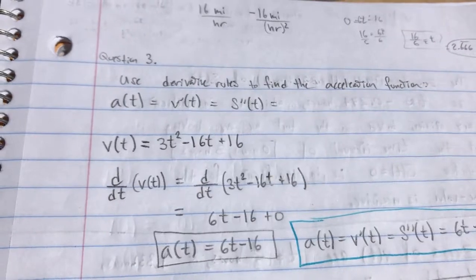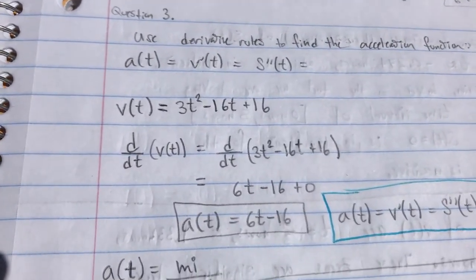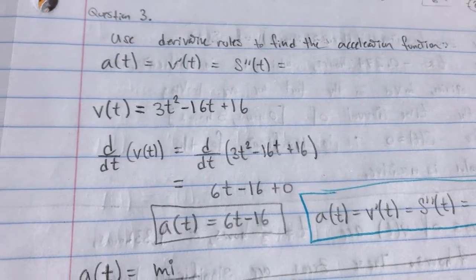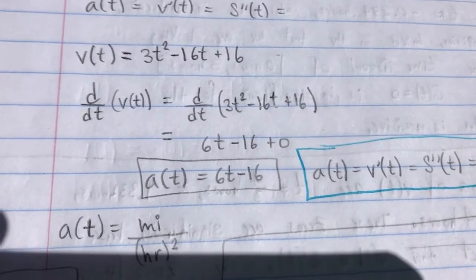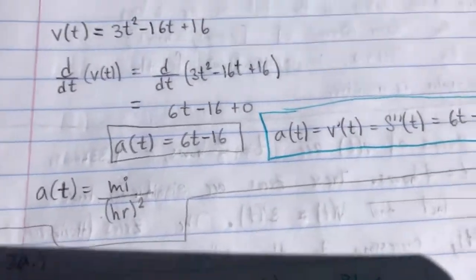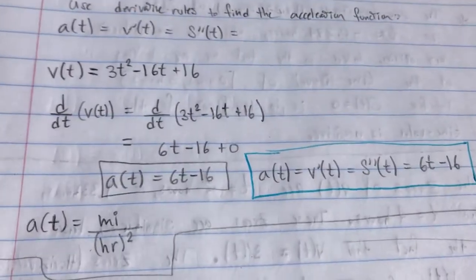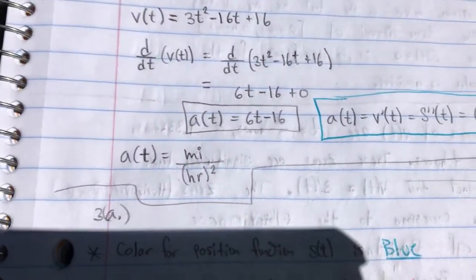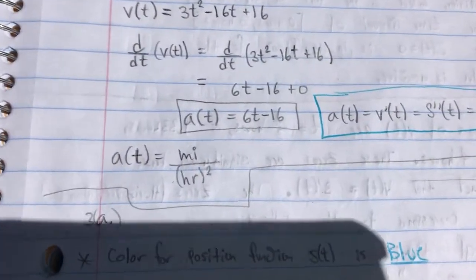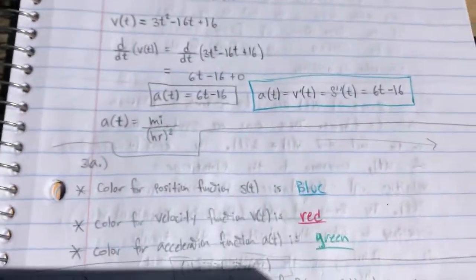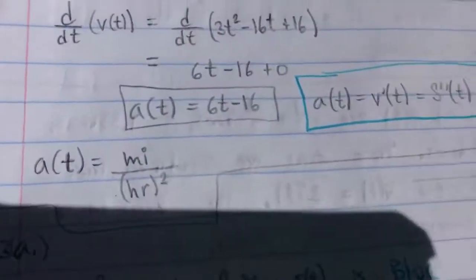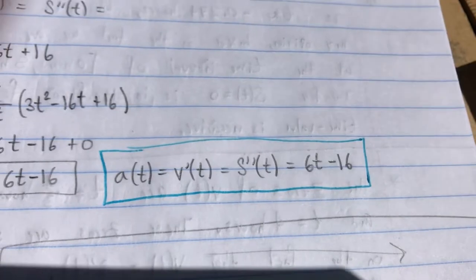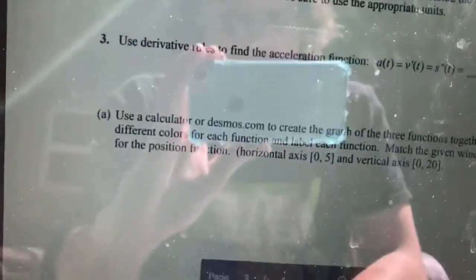V of t is equal to 3t squared minus 16t plus 16. d over dt of v of t is d over dt of 3t squared minus 16t plus 16, which we arrive at the acceleration function a of t is equal to 6t minus 16, which is a linear equation. And a of t is in miles per hour squared, I'm pretty sure. So now we're going to do 3a. We have our derivative, we have our acceleration function. It is shown there: 6t minus 16.